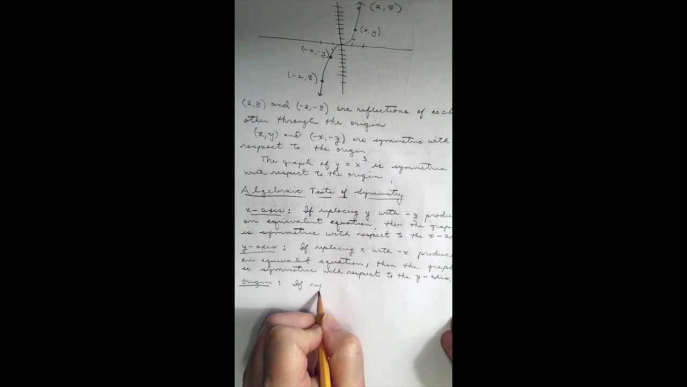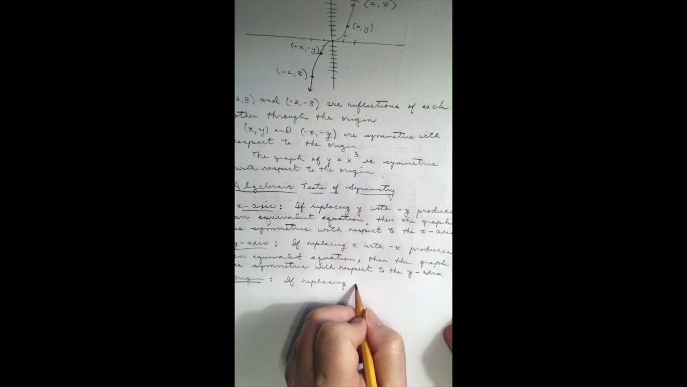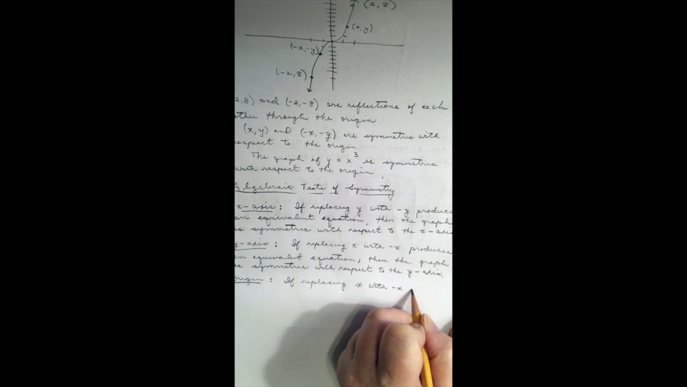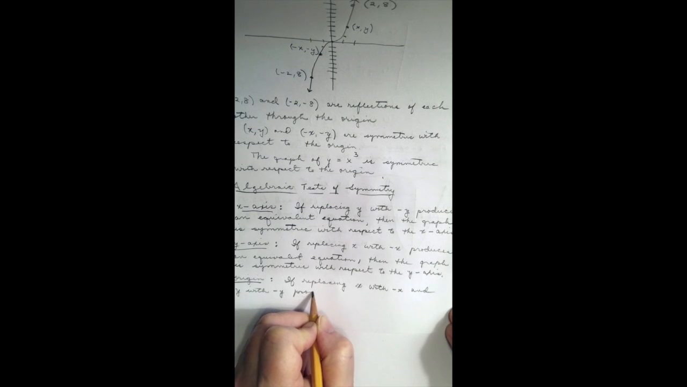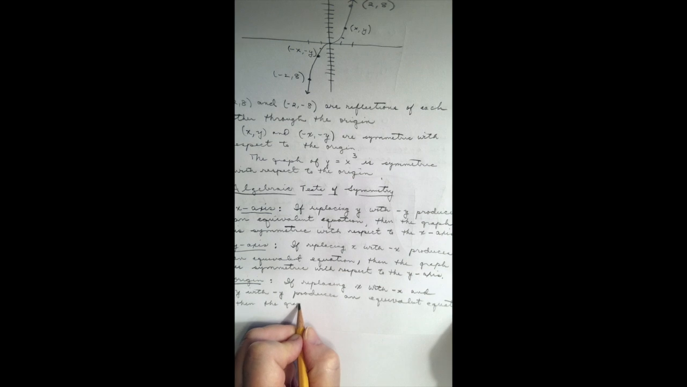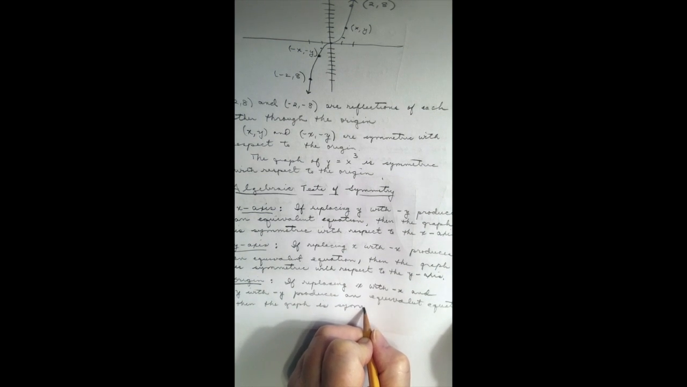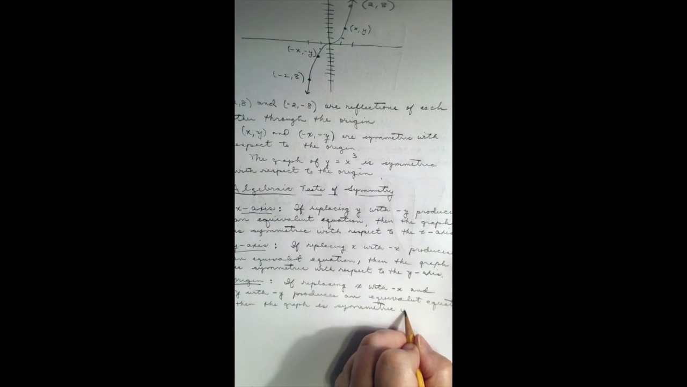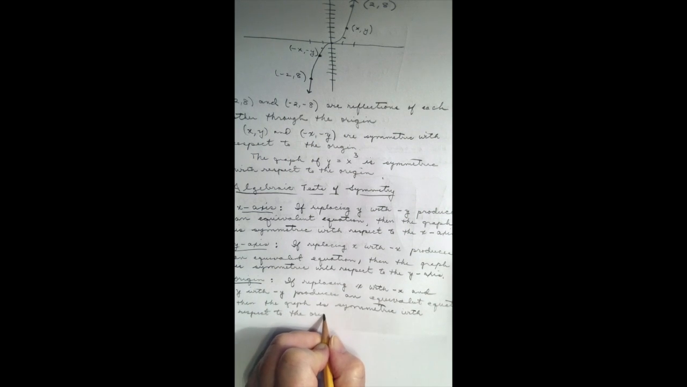And for the origin, if replacing x with negative x and y with negative y produces an equivalent equation, then the graph is symmetric with respect to the origin. So let's see how this works.